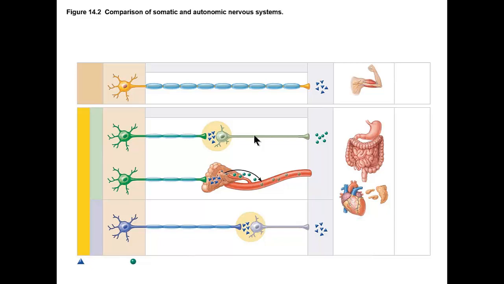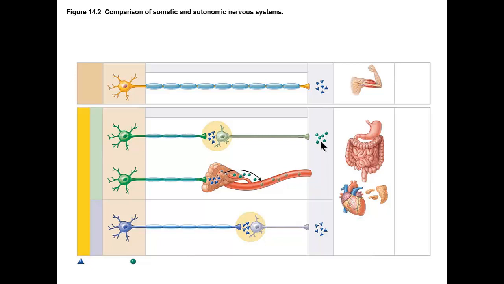Because it releases norepinephrine and epinephrine? Mm-hmm. Both. Yep. They both have the same effect on the receptor cell, though, whether it's norepinephrine or epinephrine. Okay, so we can classify the neurons based on what neurotransmitter they release.